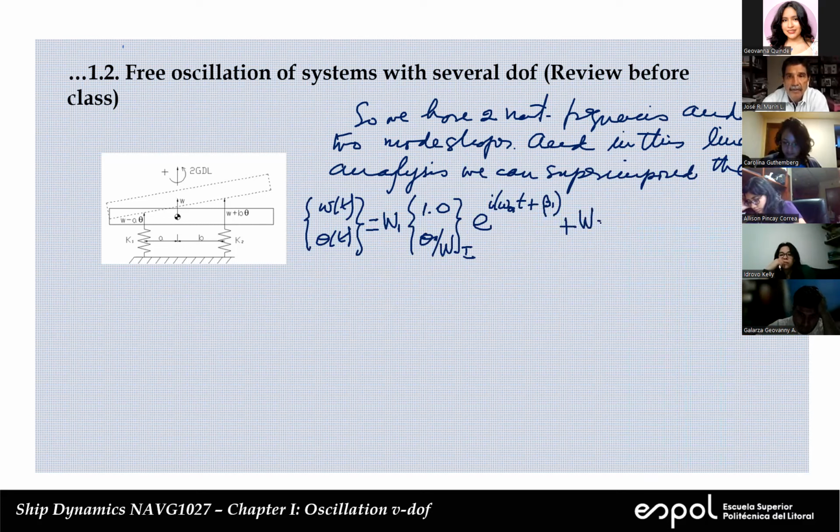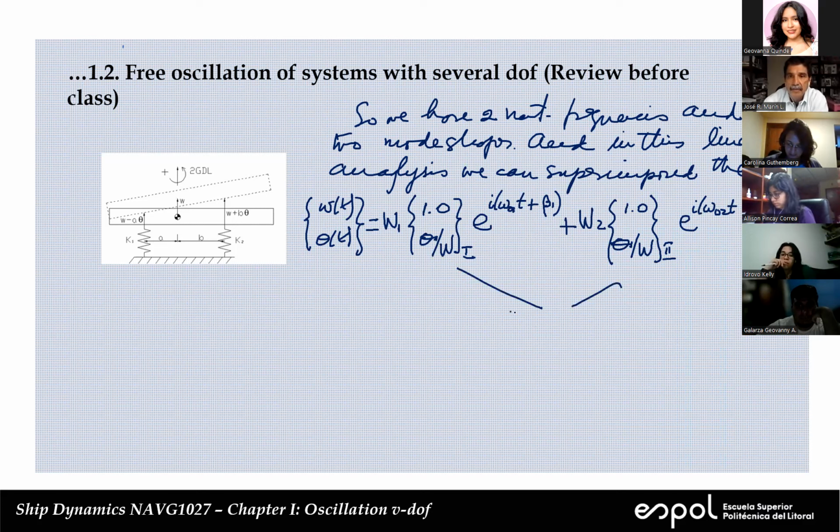We say W2, similar to this one, but for the second mode shape. So it's going to be 1. And here I have theta divided by W, but for the second mode shape. Then e to the i omega 0,2 time plus a phase shift. So these two are the mode shapes. And in here I have 1 and 2 natural frequencies.